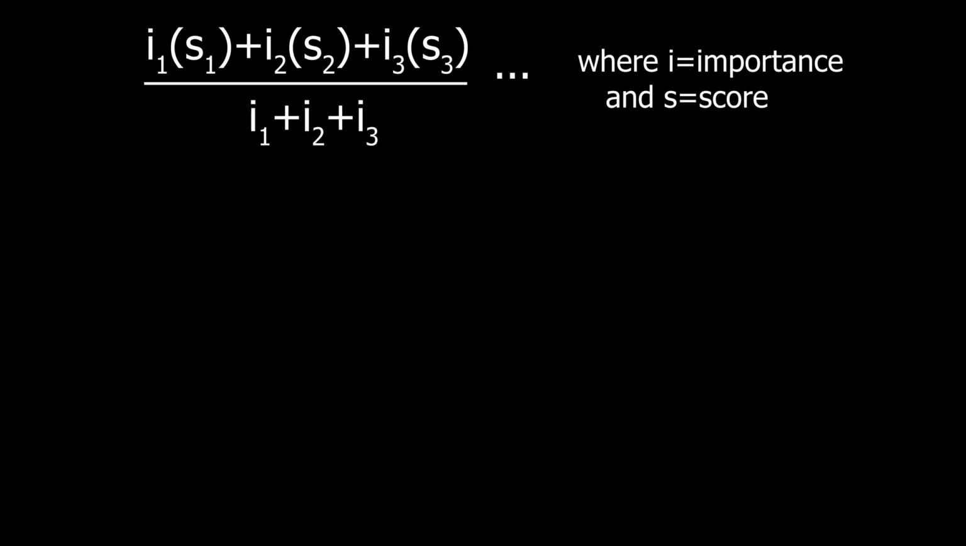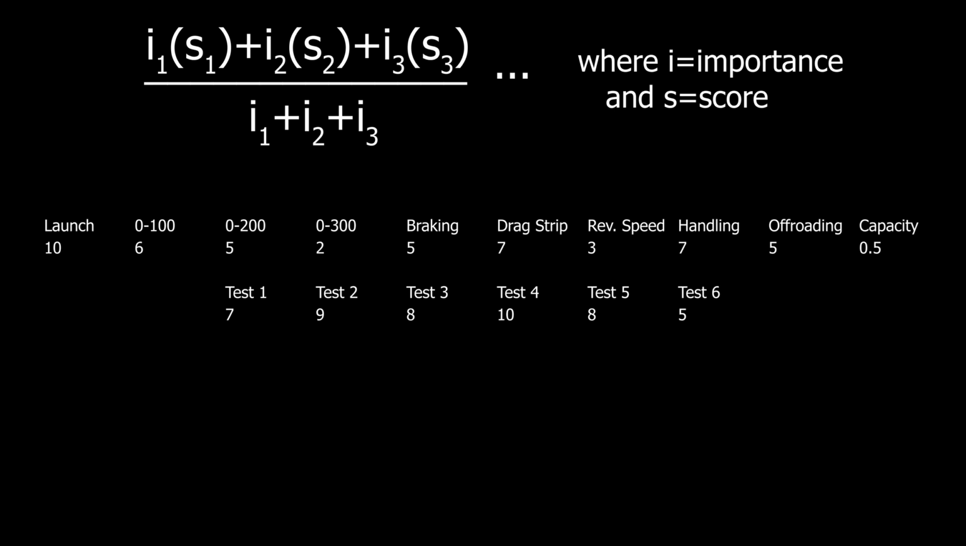Now that we've compiled all the data, let's put it to good use. I've come up with an equation that takes into account the scores of every test, but it also looks at an importance factor of every test. On screen now is every test that I did with the importance value that I assigned. Factors like seating capacity, which are not very important, get a low value, while factors like launch, which are very important, get a high value.